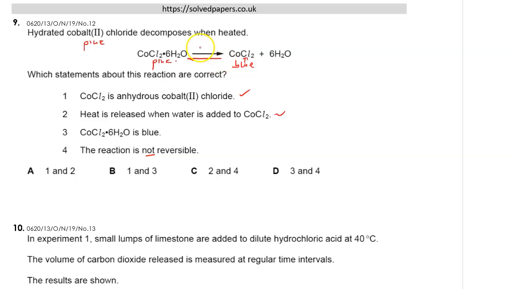You heat hydrated cobalt 2 chloride to get anhydrous cobalt 2 chloride, but then when you add water to anhydrous cobalt 2 chloride, you get back your hydrated cobalt 2 chloride. So this is a reversible reaction. So this one is not correct, and also this one is not correct. So the correct answer is 1 and 2, which happens to be A.